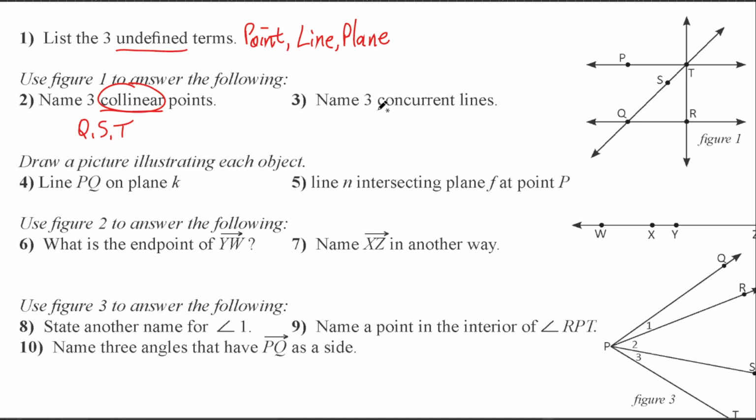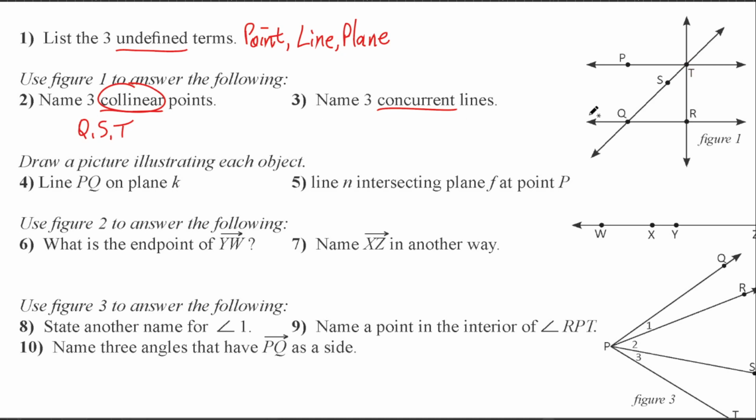All right, what about this? Here's another word, concurrent. So the lines are concurrent. What does that mean? The lines do what? They all intersect each other, okay? They intersect each other at one point. So are there 3 lines that intersect each other at one point? And what's the point? Where do they intersect each other? Yeah, they intersect at point T. Everybody see that?